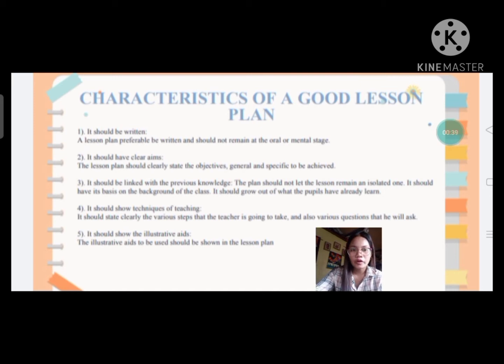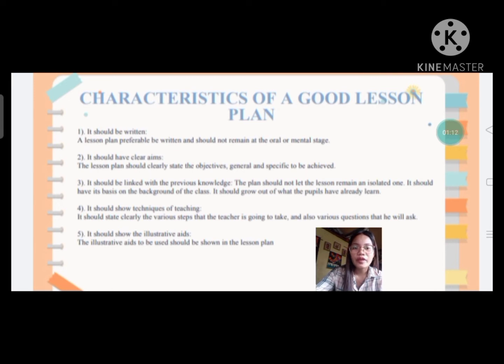Next, number 4, it should show techniques of teaching. It should state clearly the various steps that the teacher is going to take and also the various questions that he will ask. Every teacher has their own teaching techniques, but it's up to the teacher what kind of teaching techniques he or she will use as long as it can deliver a lesson. It depends on what strategies he will use in asking questions.